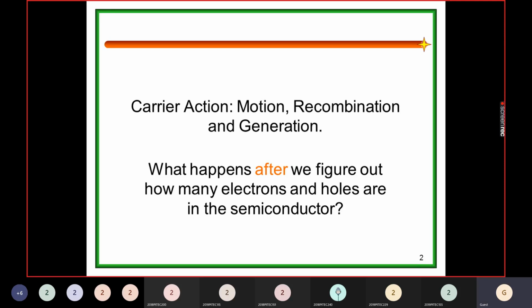But now the reverse condition has been applied here. Since the reverse condition has been applied, we have to check what the carrier action is, what the carrier motion is, what the carrier recombination rate is, and how the carriers are generated in reverse action. You can see that's what I have denoted here. The question arises, what happens after we figure out how many electrons and holes are in the semiconductor, that too when a reverse action is taking place. So now let us go to the next slide.